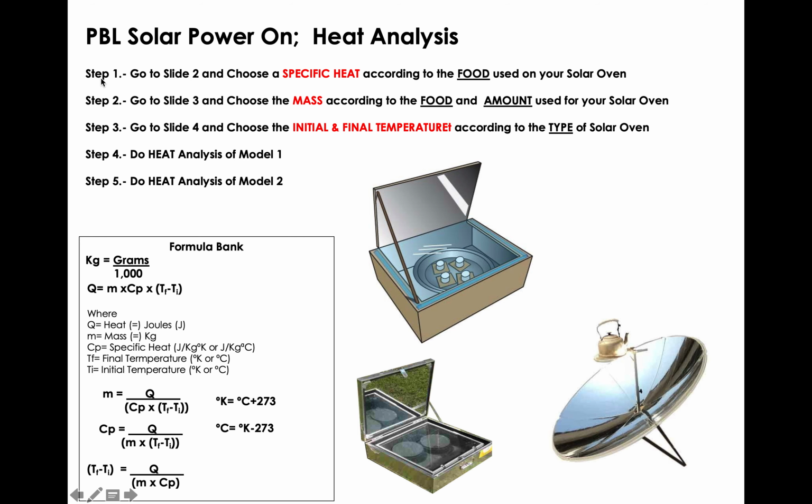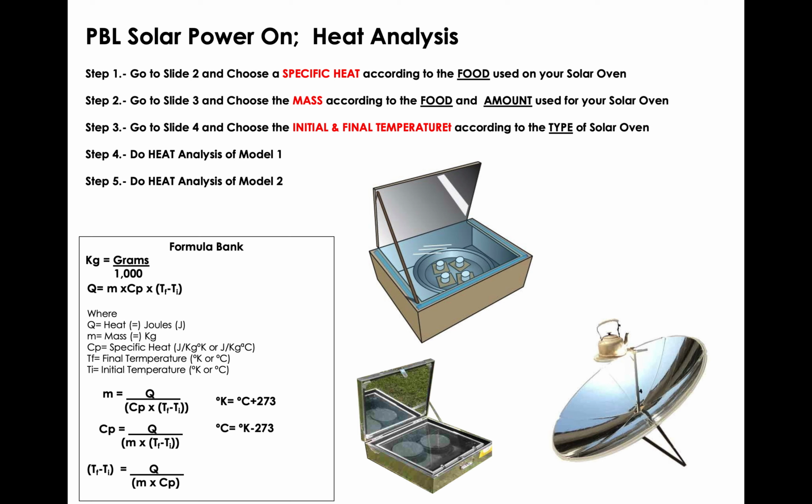Now, the steps that we will follow: first, we are going to get the specific heat according to the food you used on your solar oven. In slide number 3, we are going to choose the mass according to the food and amount used for your solar oven. And in step number 3, we're going to go to slide number 4 and choose the initial and final temperature according to the type of solar oven. Then we are going to do the heat analysis of model 1 and the heat analysis of model 2.